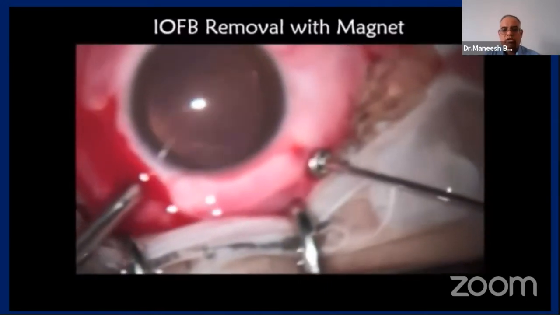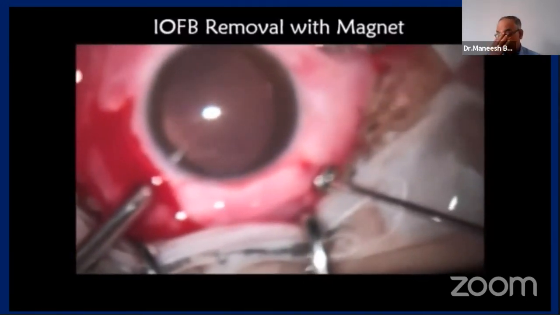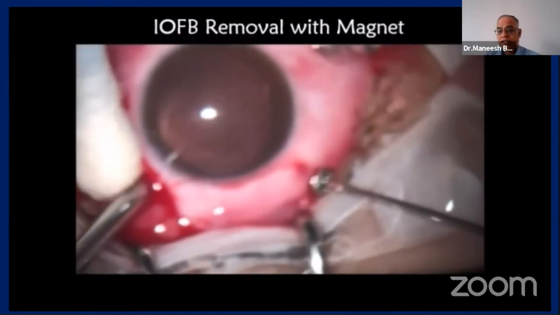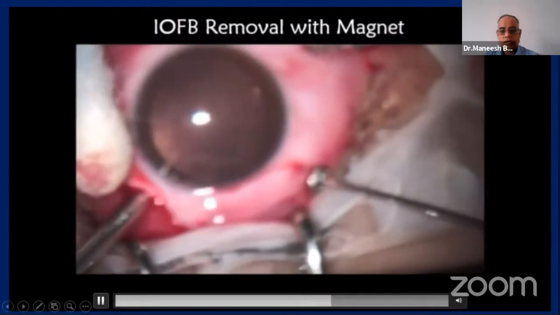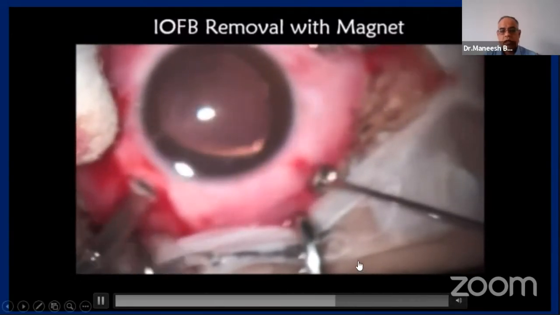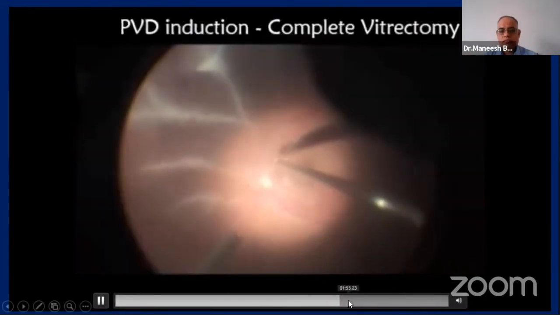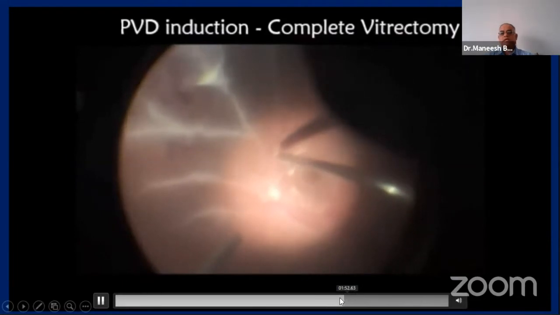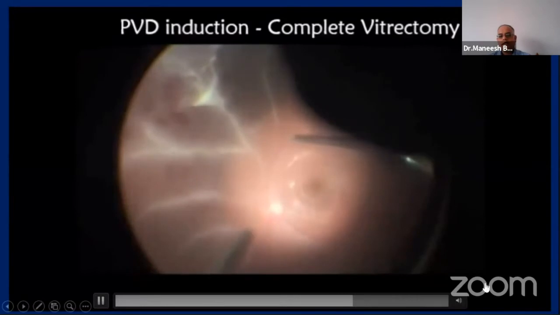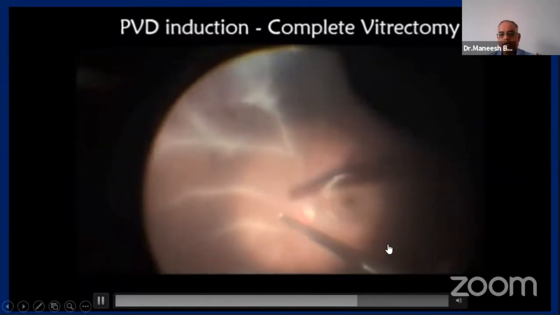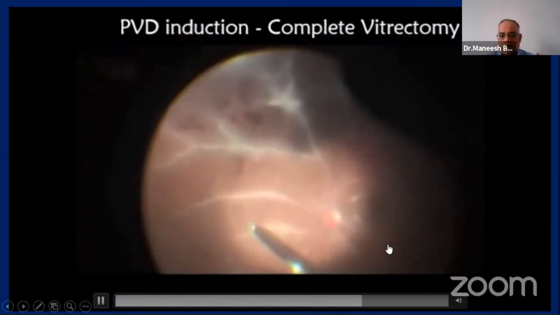As you know, it was carefully removed from the vitreous cavity without touching the lens or causing any retinal damage, which was a challenge in itself. As the foreign body was removed, the PVD was induced, vitrectomy was completed, and the case was closed after the possible areas of retinal break were lasered.